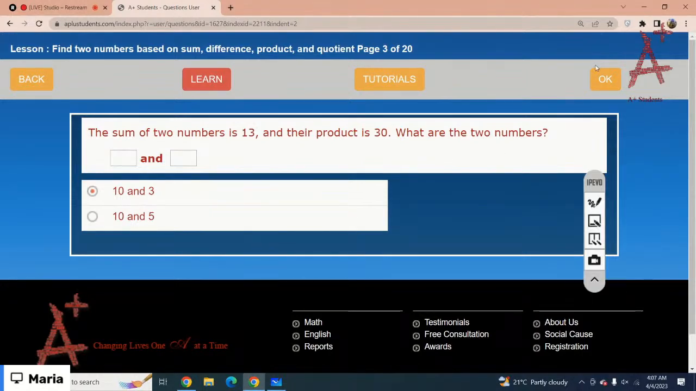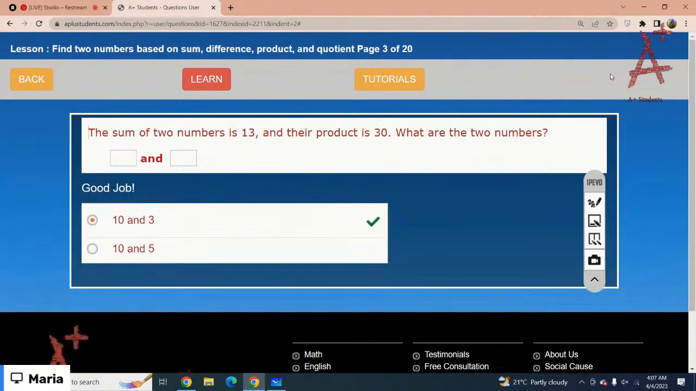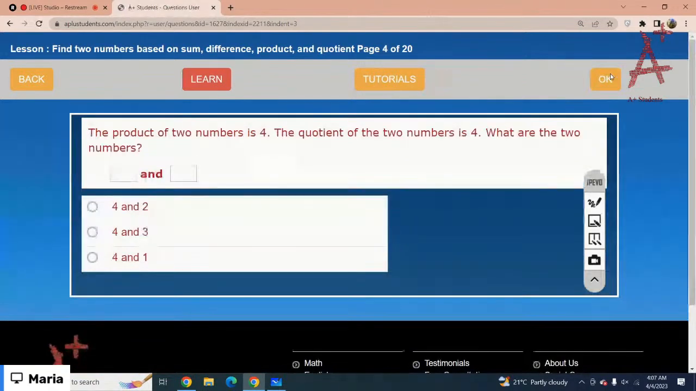Just select the correct option and click on the OK button. Very good. Okay, the product of two numbers is 4 and their quotient is 4. What are the two numbers? So which is the correct option? Which two numbers when multiplied make 4 and when divided make 4?